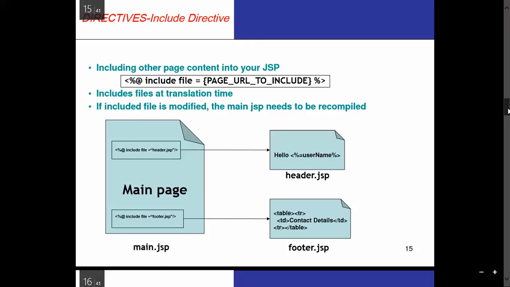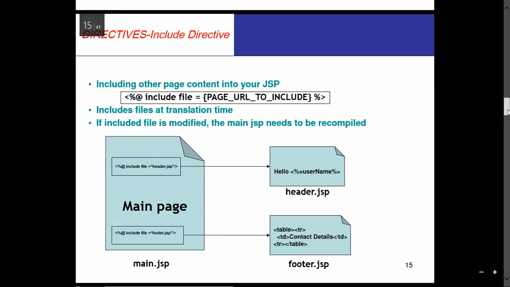So let us see what the include directive is. Whatever code goes inside <%@ include file="something" %>, that is called your include directive. What we include in this is another JSP file or another HTML file, and I'll explain how it is helpful with an example.